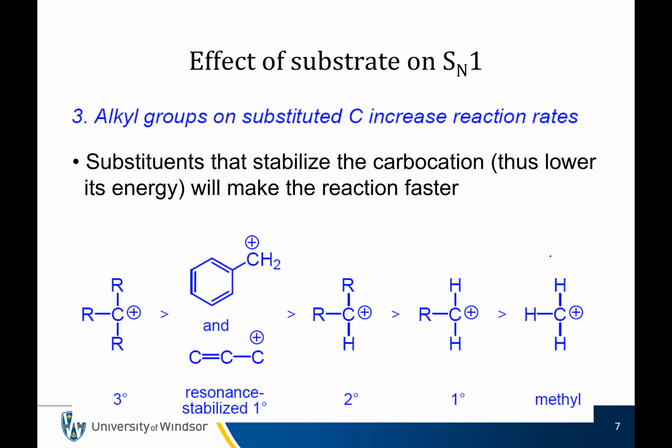So the effect of substrate on SN1. If we remember how this worked for the SN2, what we wanted to do was make the leaving group accessible. In the SN1, what we want to do is stabilize the carbocation. And that comes down to the mechanism, right?